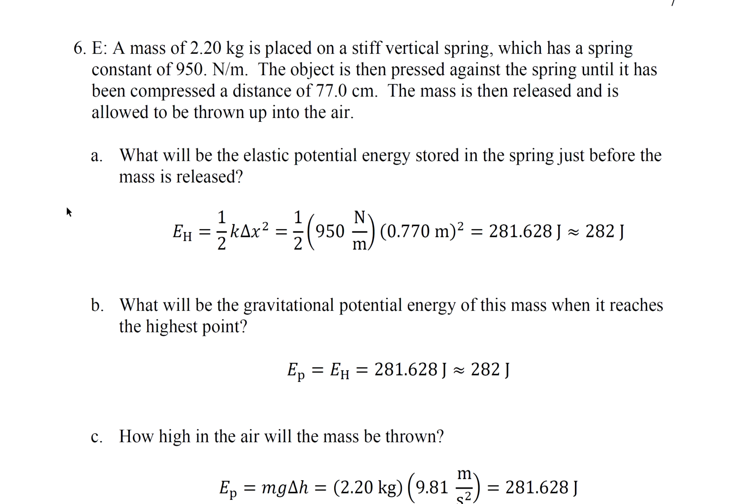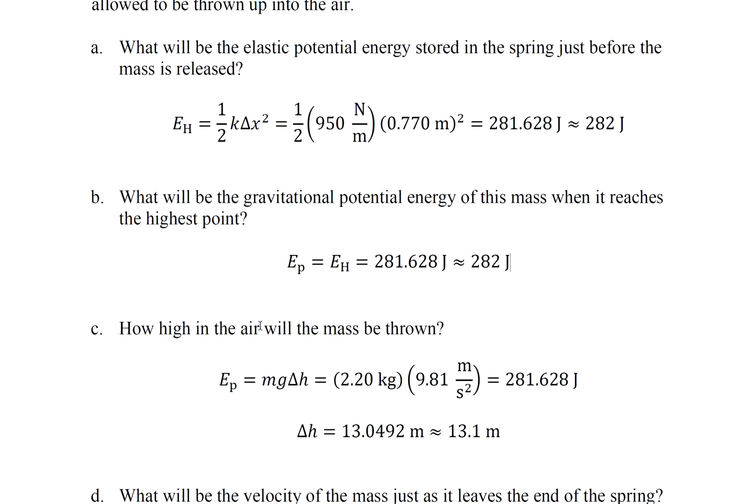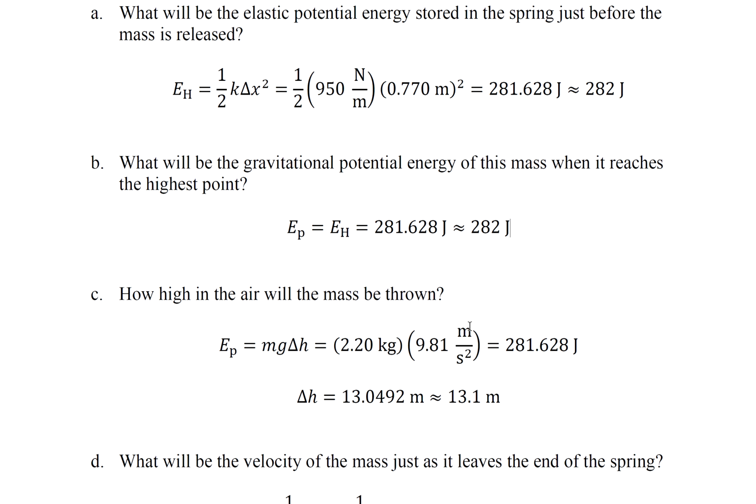Part B, what will be the gravitational potential energy of this mass when it reaches the highest point? Energy is not lost. So A and B are equal to each other. Part C, how high in the air will the mass be thrown? We're going to set the total energy equal to mg delta H. So there should be a delta H here, which I forgot. I apologize. Mg delta H.